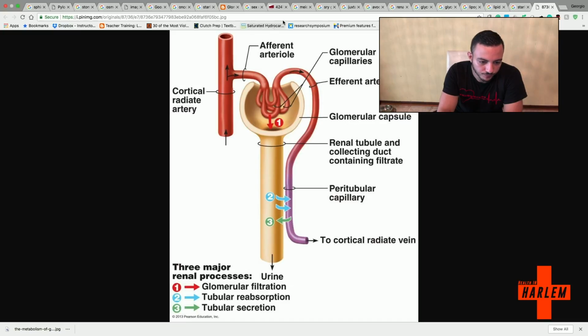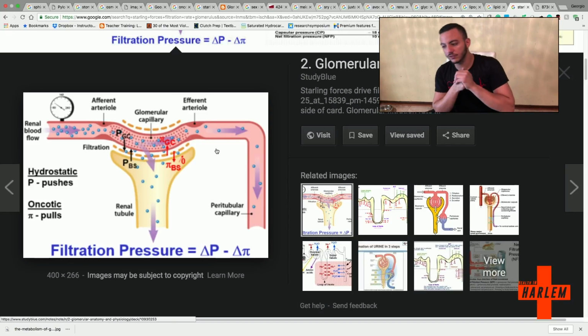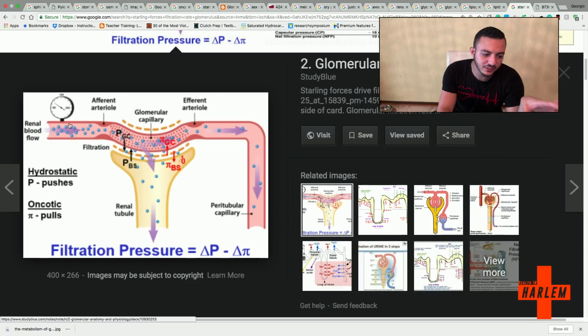Glomerular filtration. So if we go back to it, we have something called Starling forces. And Starling forces are going to drive filtration. Meaning that you have these two pushing forces and these two pulling forces that both are going to work against each other to be able to create urine by making things leak out of your capillary.